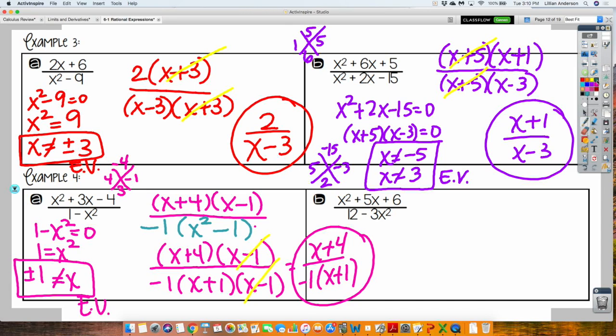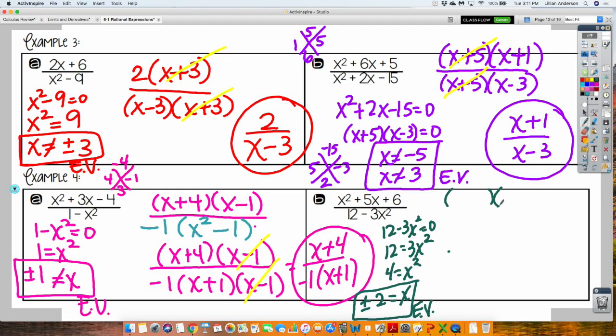Okay, so in this one, with your bottom, if I set my denominator equal to 0 and I solve this, I'm going to add 3x squared, divide both sides by 3, and take the square root. My excluded value should have been plus or minus 2. Did you guys have that for your excluded values? You always state those first, okay?